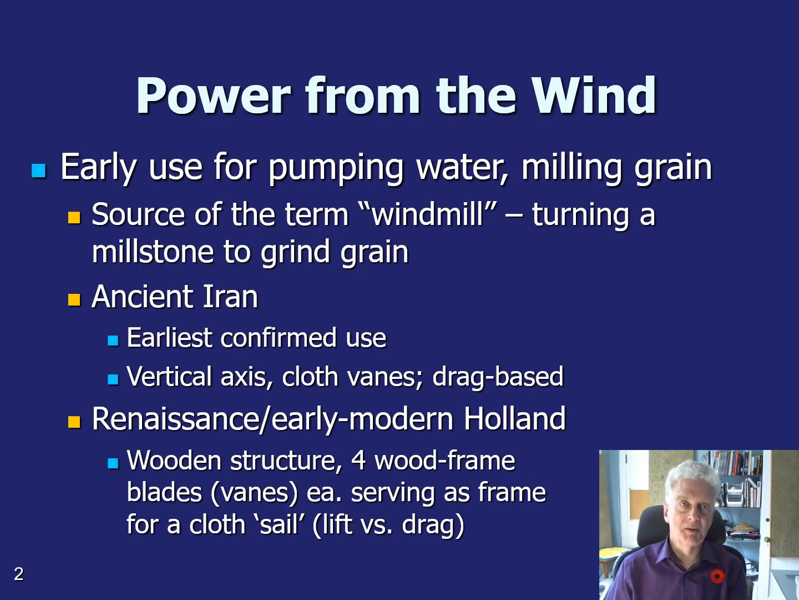A little history of getting power from the wind. People have been building systems to extract energy out of the wind for many, many centuries. And there were early uses for pumping water and for milling grain. That's the origin of the term windmill, which was using the energy of the wind to turn a millstone to grind grain. In ancient Iran, the earliest confirmed uses used a vertical axis layout. They had cloth vanes and drag rather than lift rotation. And in Renaissance into early modern Holland, they built wooden structures with 4 wooden blades, and these served as a frame for cloth sails, as we'll see in the next slide.